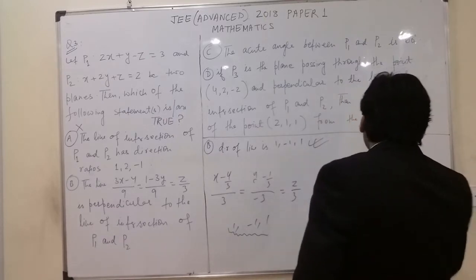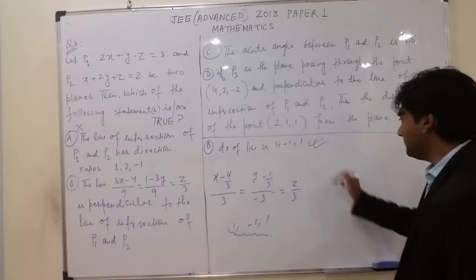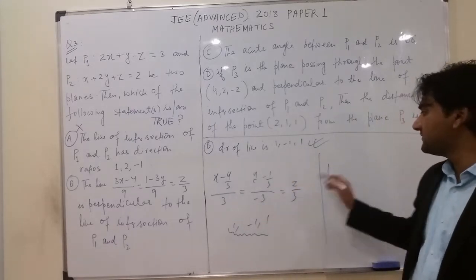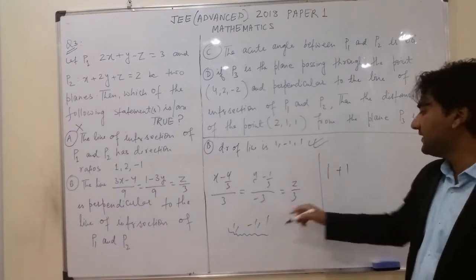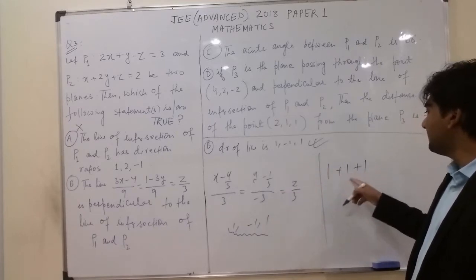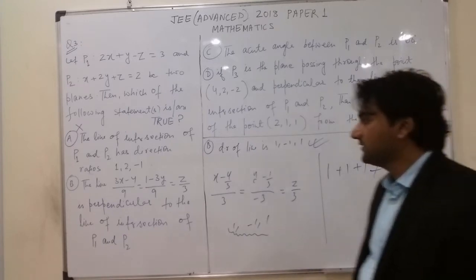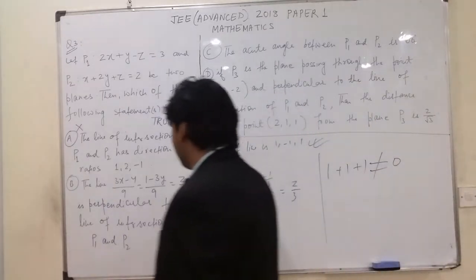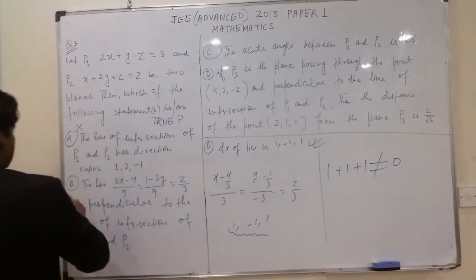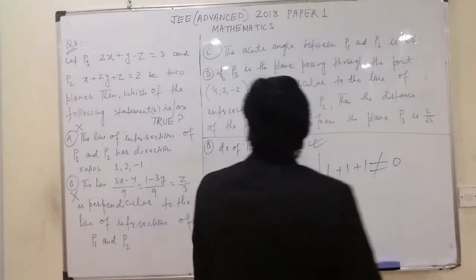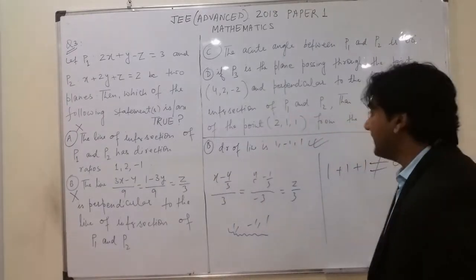So now let us understand that. 1 times 1 is 1, minus 1 times minus 1 is again 1, 1 times 1 is again 1. So 1 plus 1 plus 1 does not equal 0. It means this is not perpendicular to the line of intersection of P1 and P2. So option B is also wrong. Now we will check option C and option D.